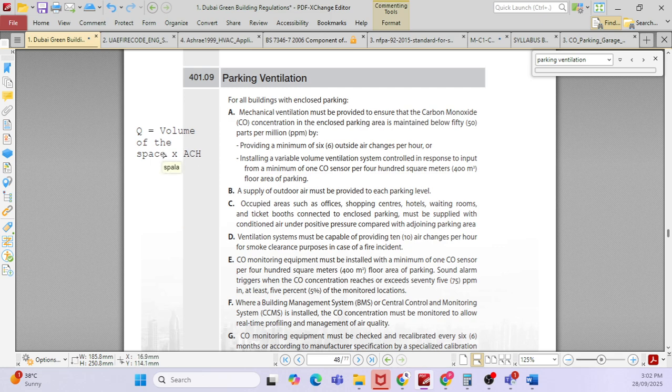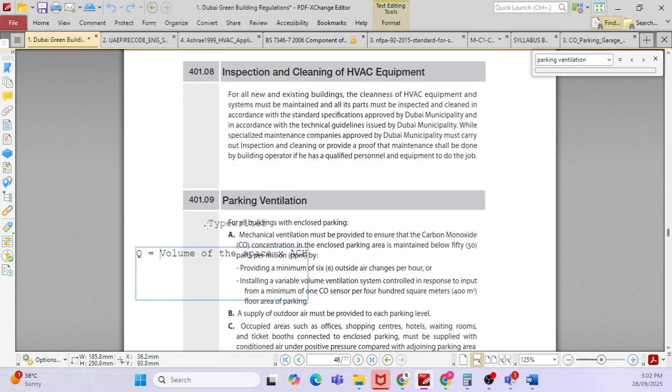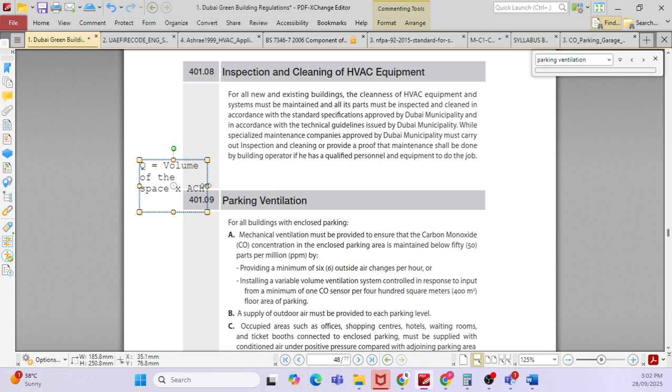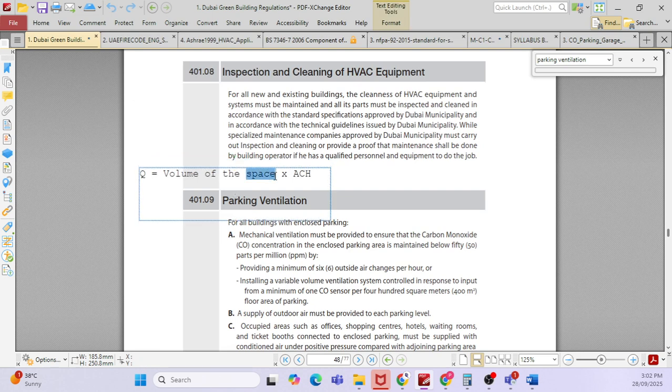Say for example, I tell you that I have a room area and a height of the room. From there I can get the volume of the room. When I do the calculation, I will get the room volume in meter cube, because my area is in meter square and the height is in meter. So when I calculate, it is in meter cube.